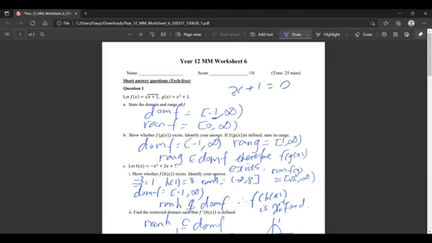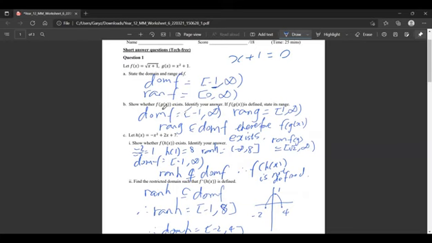Therefore, the domain of f is from -1 to infinity, and the range is from 0 to infinity, as when x equals -1, this function has its minimum value at y equals 0, as we can't have a negative square root, basically.